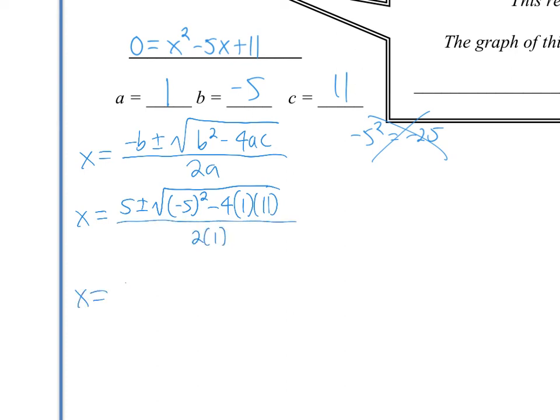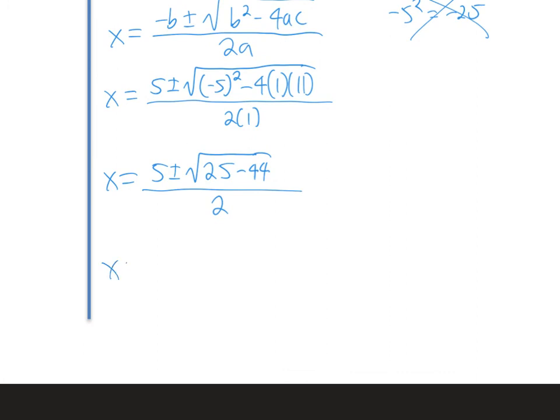Let's keep going. So we have 5 plus or minus the square root of negative 5 squared, like I talked about, is negative 5 times negative 5, which is positive 25. Negative 4 times 1 times 11 is negative 44. Over 2 times 1, which is 2. Now we have x equals 5 plus or minus the square root. Uh-oh, I have a problem here. What's 25 minus 44? That's negative 19. What did I say about square rooting negative numbers? Can we do that or no?